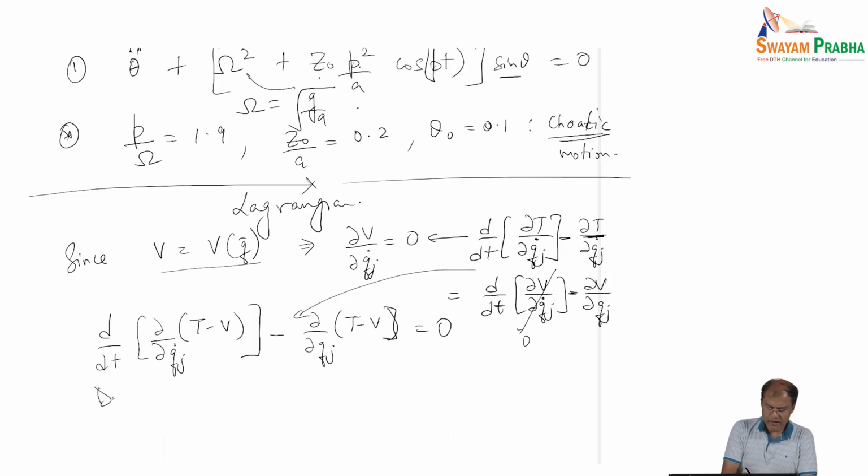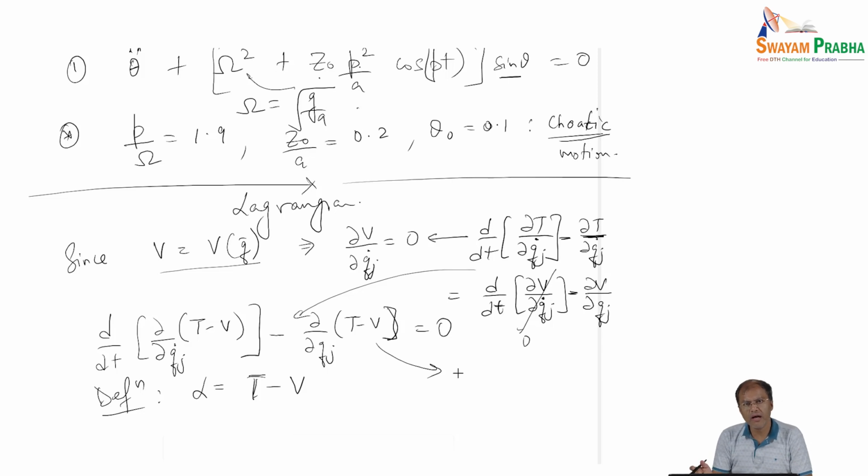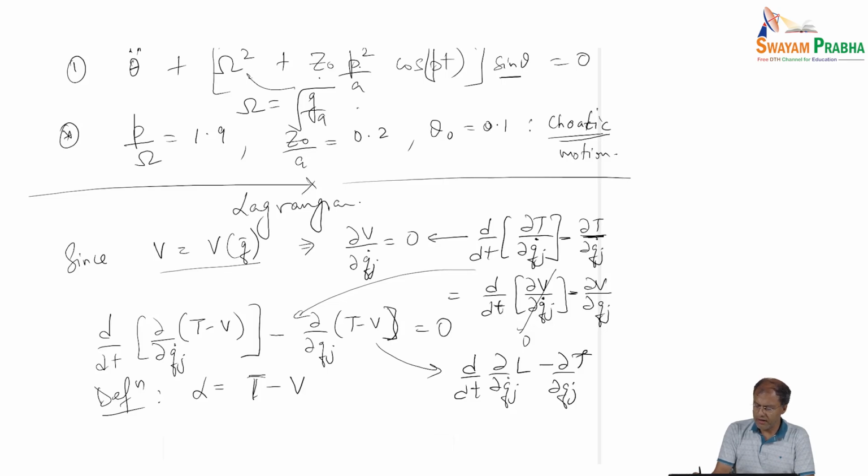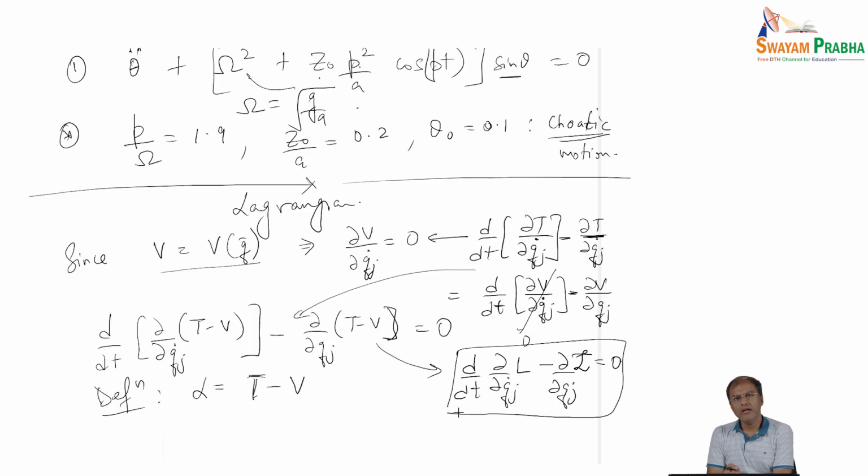Now I define my quantity which is the Lagrangian, which is T minus V, and now what I have is the Lagrange equation of motion, which is now written in terms of Lagrangian, which is d/dt of partial q_j dot of L minus partial q_j of L, and this is equal to 0. So that is my same Lagrange equation of motion in terms of Lagrangian. That is my new quantity, Lagrangian, that we have introduced.